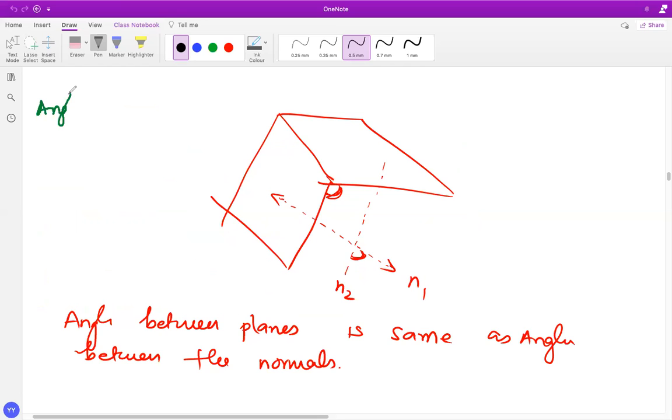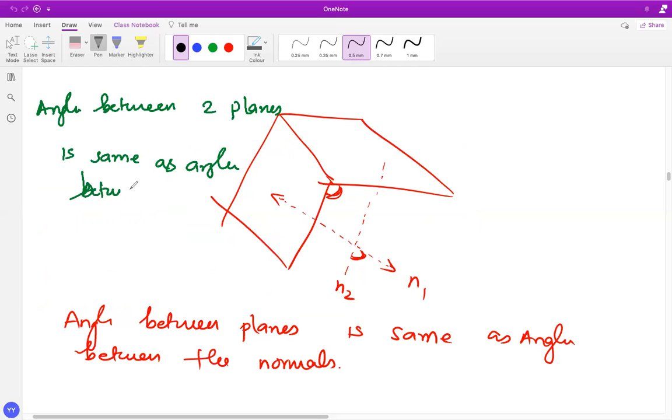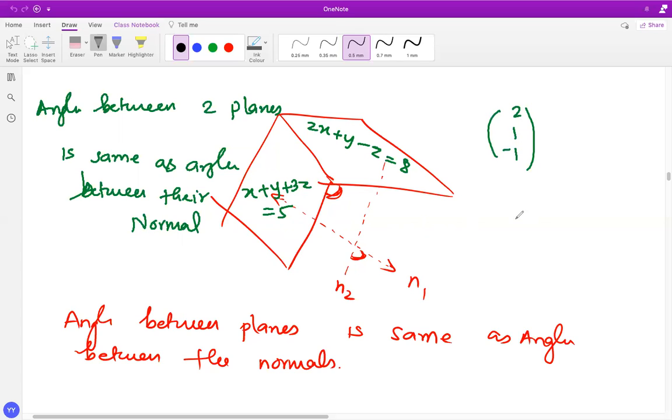The angle between two planes is the same as the angle between their normals. Suppose the equation of this plane is 2x plus y minus z equals 8, and x plus y plus 3z equals 5. To find the angle between these two planes, you first take the normal to the first plane, which is 2, 1, negative 1, and the normal to the second plane is 1, 1, and 3.